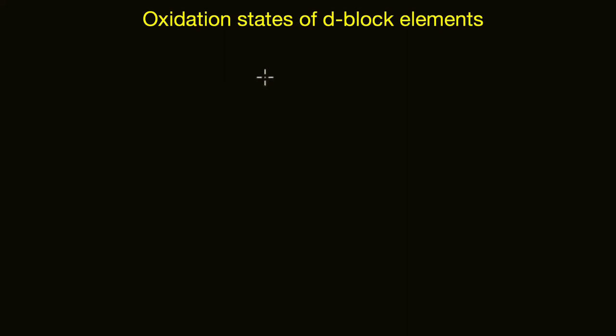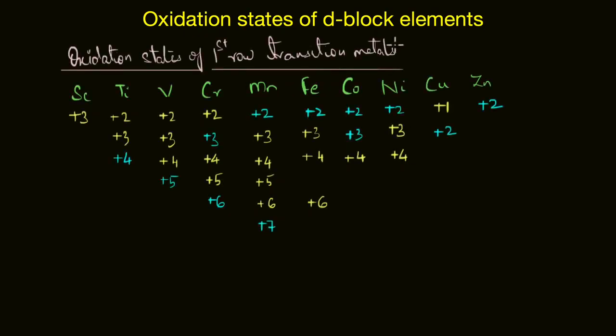In this video, we will look at the various oxidation states exhibited by the d block elements and see how they differ from that of the non-transition elements like, let's say, those of the p block. The d block elements exhibit a variety of oxidation states, in other words, variable oxidation states, as you can see from this table here. The highlighted ones, in the cyan color, are the most common oxidation states.